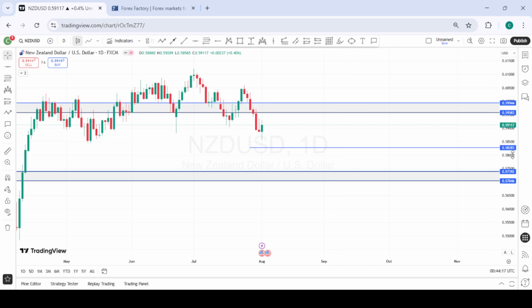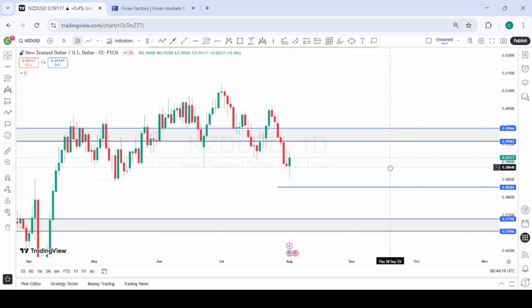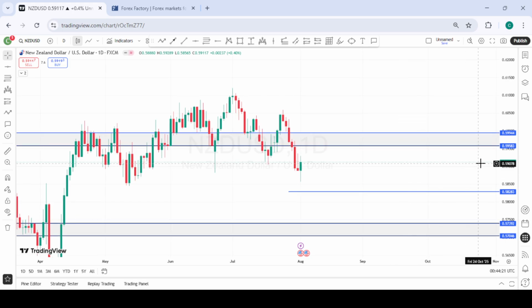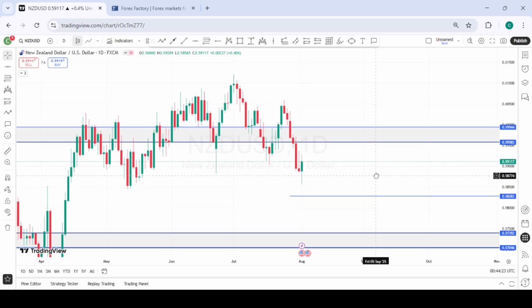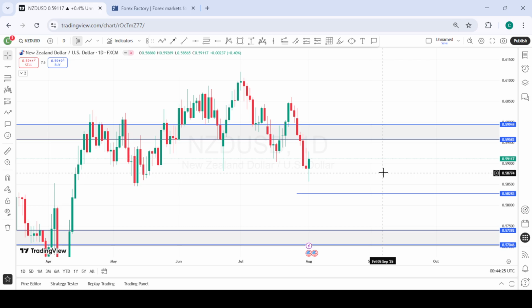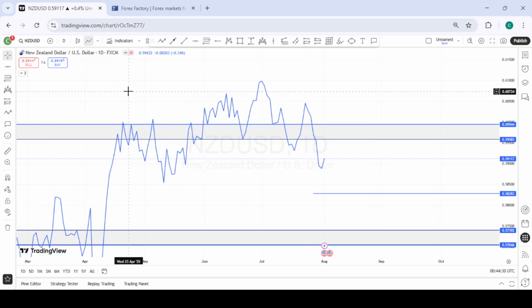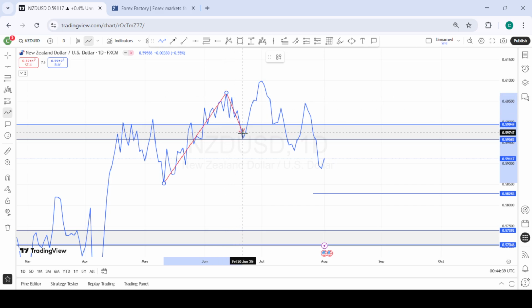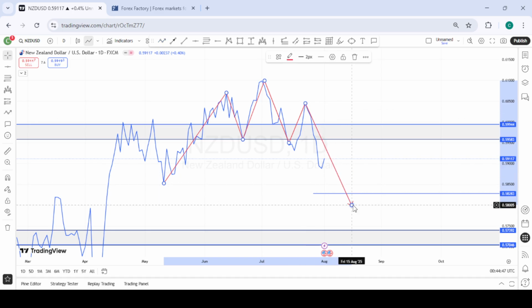This is a similar setup on NZDUSD. It's also a similar head and shoulders that we'll be looking at. So if we switch to the line chart, you can see it clearly on the line chart. You can see this left shoulder, we have the head, we have the right shoulder. So we're expecting price to sell to the downside.